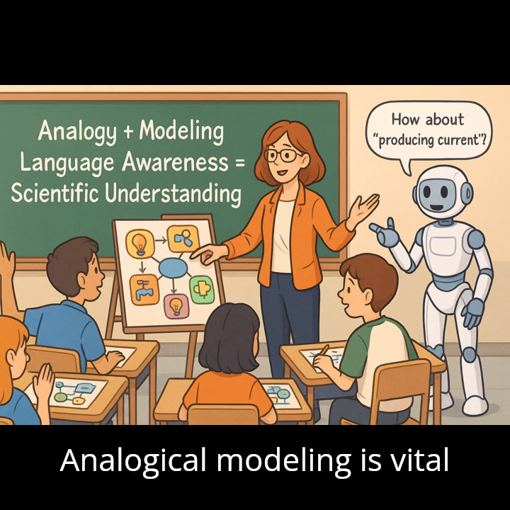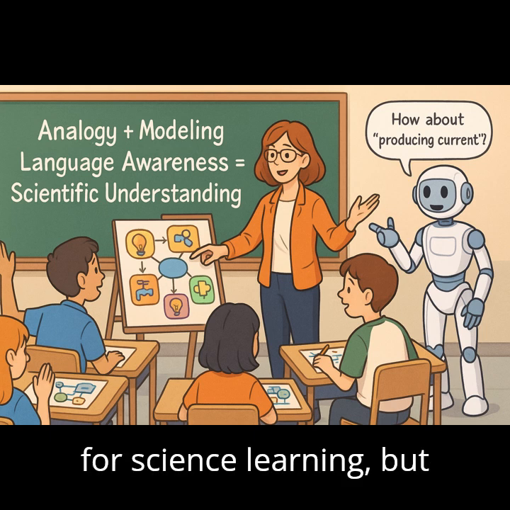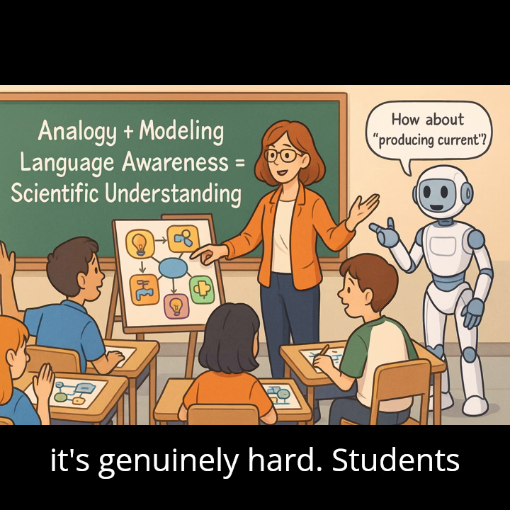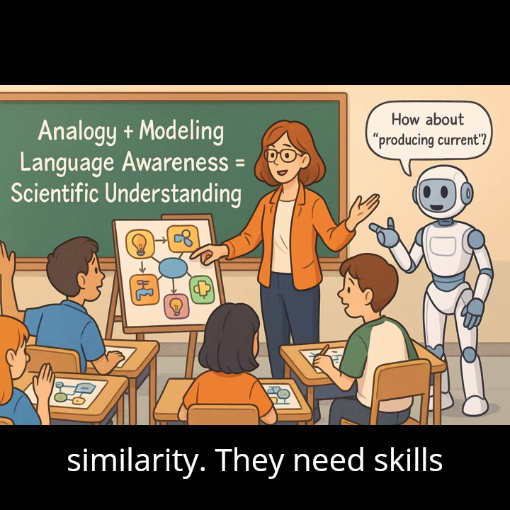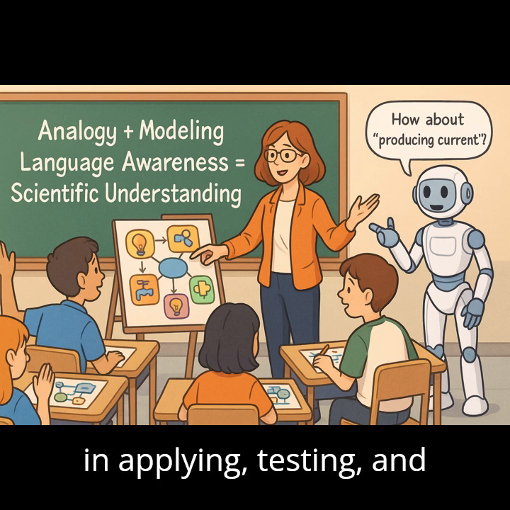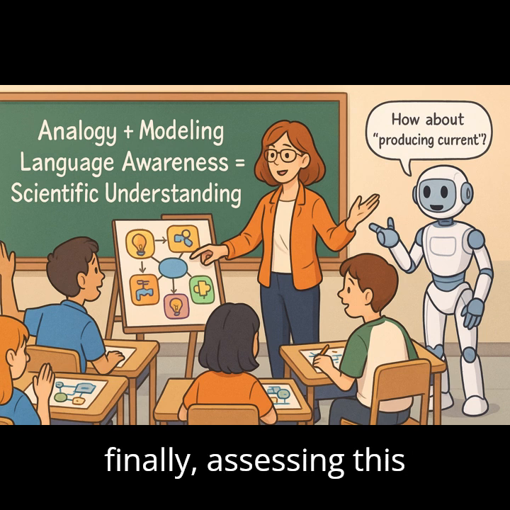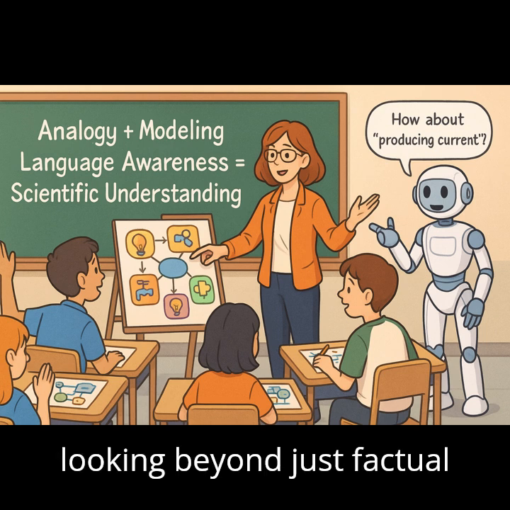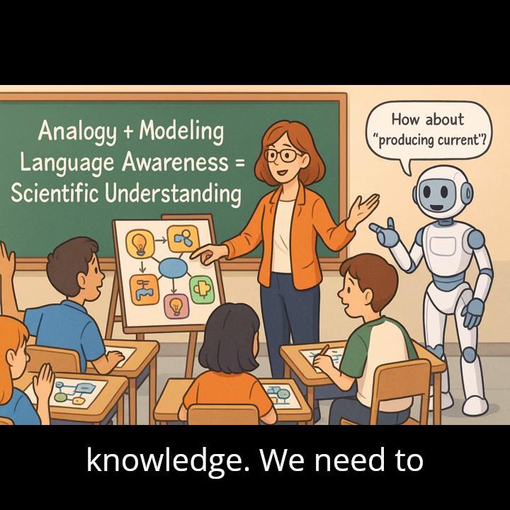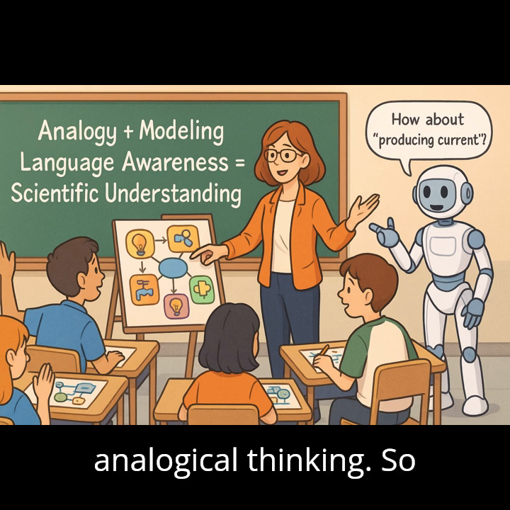Third, analogical modeling is vital for science learning, but it's genuinely hard. Students need more than just seeing a similarity. They need skills in applying, testing, and adapting analogies. And finally, assessing this modeling competence requires looking beyond just factual knowledge. We need to evaluate the process of their analogical thinking.